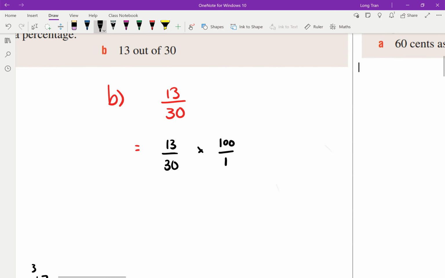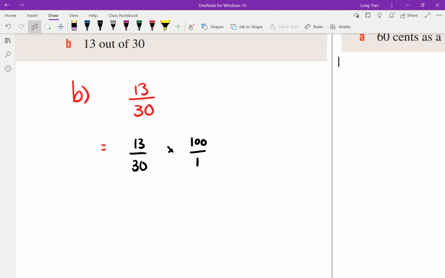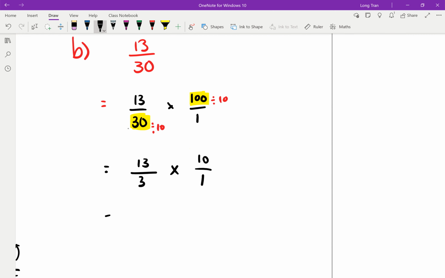Here we go. What numbers can you see? 130. Very good. Common factor is? 10. Very good, Ryder. So we now divide them both by 10, and I'm going to reduce it further. So 13 over, how many 10s in 30? 3. And how many 10s in 100? 10. Very good. So we got 13 over 3 times 10 over 1. And you ask yourself, are there any common factors here? No. So the only thing we can do here is 13 times the 10.